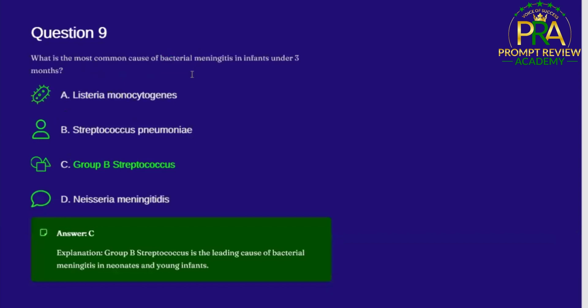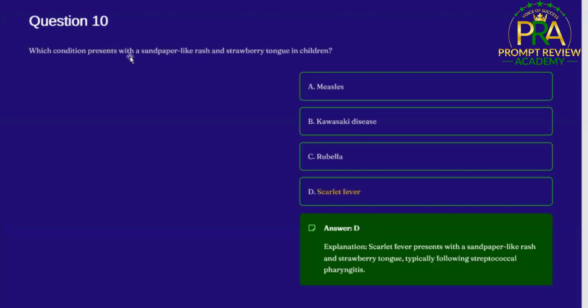What is the most common cause of bacterial meningitis in under 3 months? The answer is group B streptococcus. Which condition presents with sandpaper rash? We mentioned it here. Sandpaper rash and strawberry tongue: measles, Kawasaki disease, rubella, scarlet fever. If you say scarlet fever, you are correct.